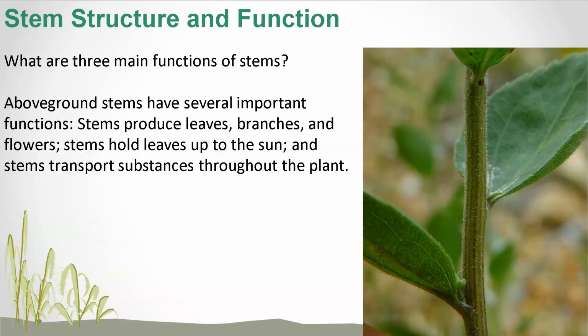What are the 3 main functions of stems? Above ground stems have several important functions. They produce leaves, branches, and flowers. They hold leaves up to the sun. Of course, we have to have the sun for a plant, right? And stems transport substances throughout the plant.